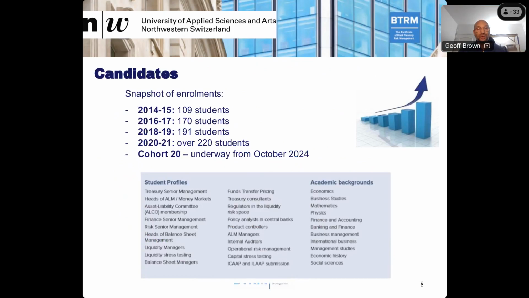So here's a snapshot of enrollments since the BTRM started 10.5 years ago. We had, to begin with, 109 students. It very quickly jumped to 170, then 191. Even during the COVID period, it grew to over 220 students. Cohort 20 is currently underway. It started in October 2024.